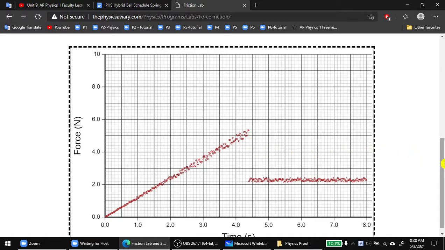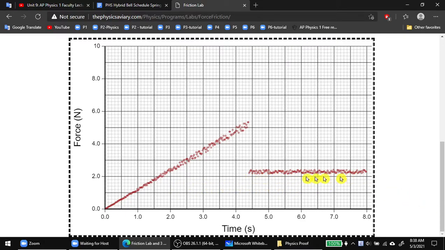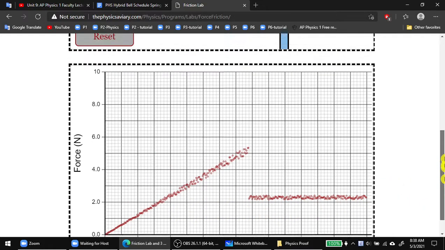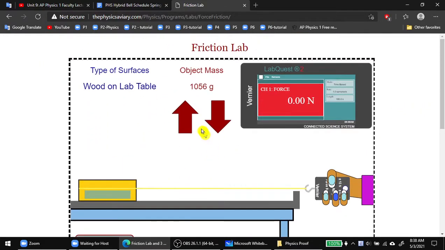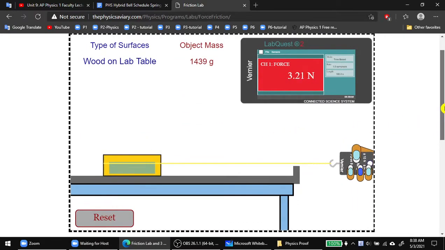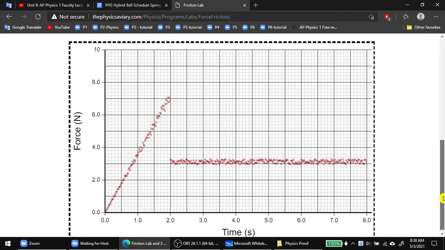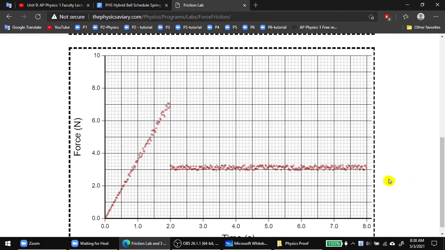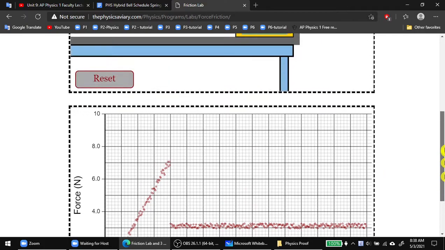And you see that the ratio between the Fn and the kinetic friction is going to be the same for the same surface. Reset it, change the mass, start the experiment. You're going to see that the ratio between Fn and kinetic friction is the same for the same surface.